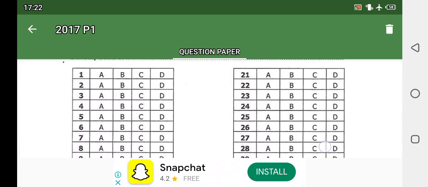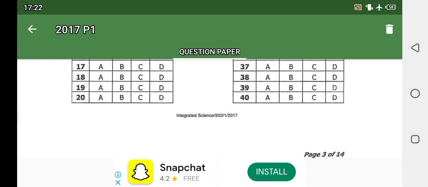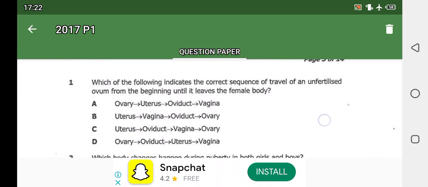And then this is multiple choice. So from the instruction, you have to shade. When the answer is B, you have to shade B. When the answer is C for 15, you have to shade C, just like that.